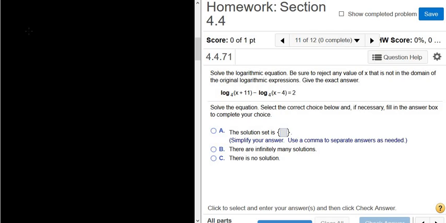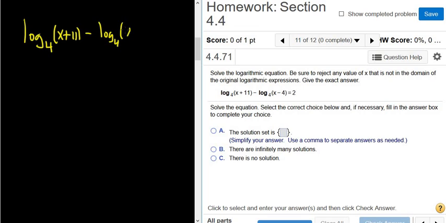In this problem, we have two logarithms, and we have to solve for x. So we have log base 4 of (x + 11) minus log base 4 of (x - 4), and that's equal to 2. It's a pretty cool problem.